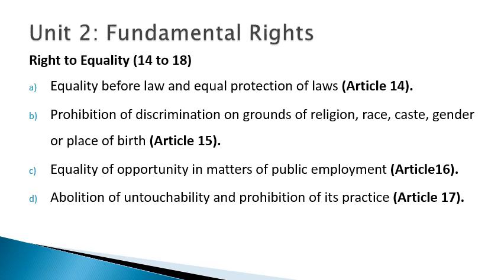After that, Article 17 is the abolition of untouchability and prohibition of its practice. So this article abolishes untouchability and forbids its practice in any form. The enforcement of any disability arising out of untouchability shall be an offence punishable in accordance with law.